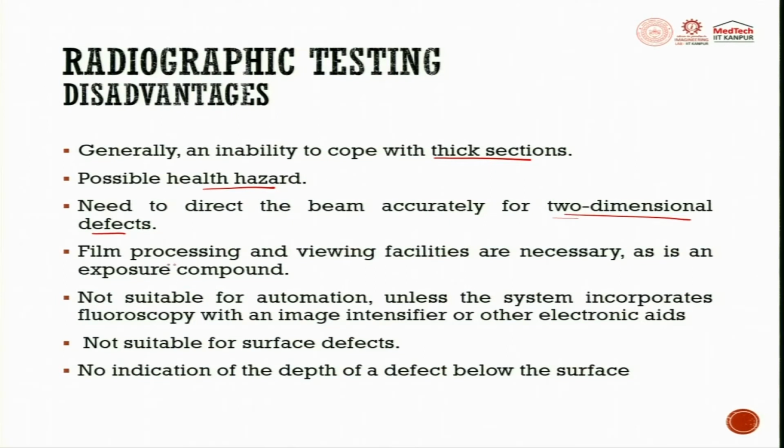So the film processing and viewing facilities are necessary, as is an exposure compound. It is not suitable for automation unless the system incorporates fluoroscopy with an image intensifier or other electronic aids. It is not suitable for surface defects in general. No indication of the depth of a defect below the surface is there.